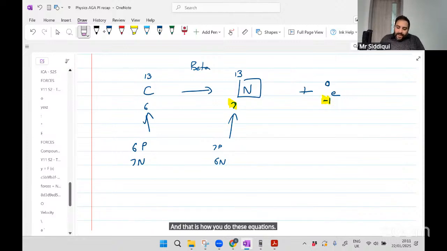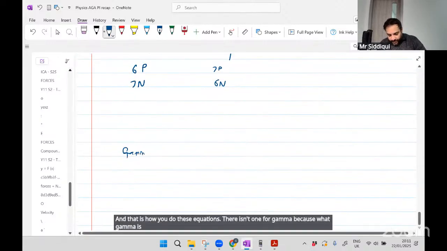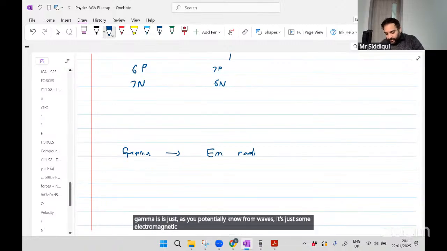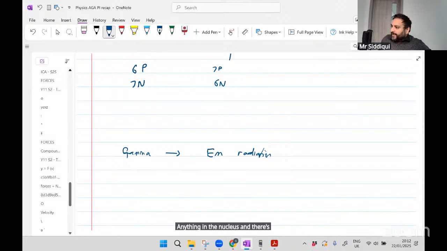There isn't one for gamma because gamma, as you potentially know from waves, is just electromagnetic radiation. That's what it gives out if it's emitting gamma. It doesn't change anything in the nucleus, at least as far as you need to know, and there are no equations relating to it.